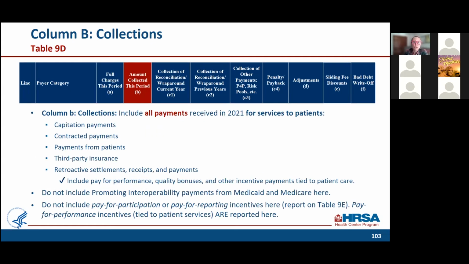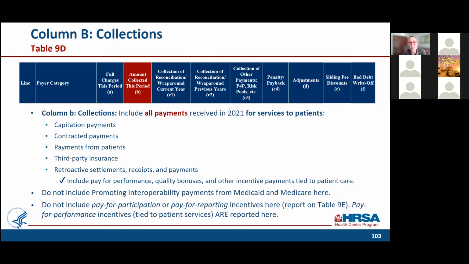In column B, you'll report all the money that you collected in 2021 that resulted from services to your patients on a cash basis, meaning the money that was received in 2021. This includes reimbursement from payers, capitation payments, contracted payments, payments from patients, any retroactive settlements, receipts, and other payments you received. Also include pay for performance, quality bonuses, and other incentive payments received from payers for patient services.